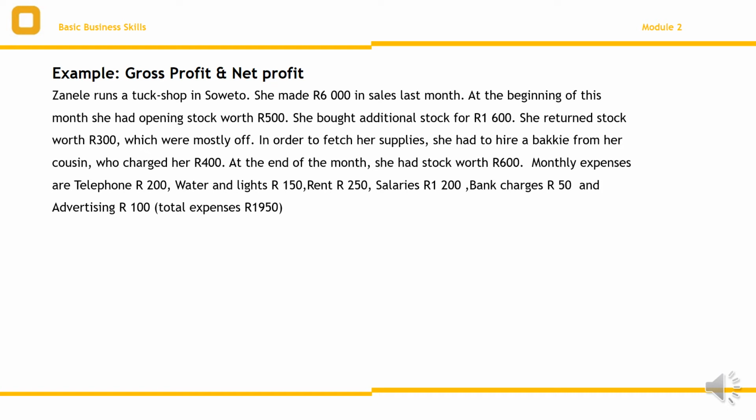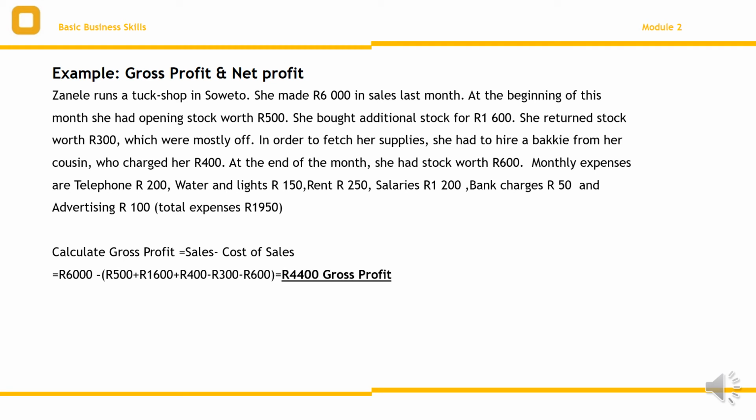Her monthly expenses are telephone, water and lights 150, rent 250, salaries 1,200, bank charges and advertising to the value of 100 Rand. The total expenses are 1,950. So how would you calculate Zanele's gross profit? Remember, the formula for gross profit is equal to your sales minus your cost of sales. So Zanele made sales of 6,000 Rand last month. So we would calculate her sales of 6,000 Rand minus her cost of sales. Remember, to calculate cost of sales, you need to look at what was her opening stock at the beginning of the month.